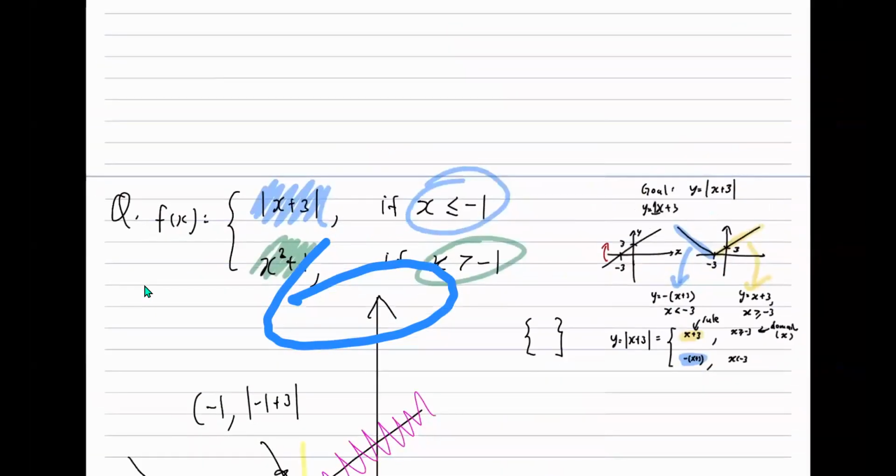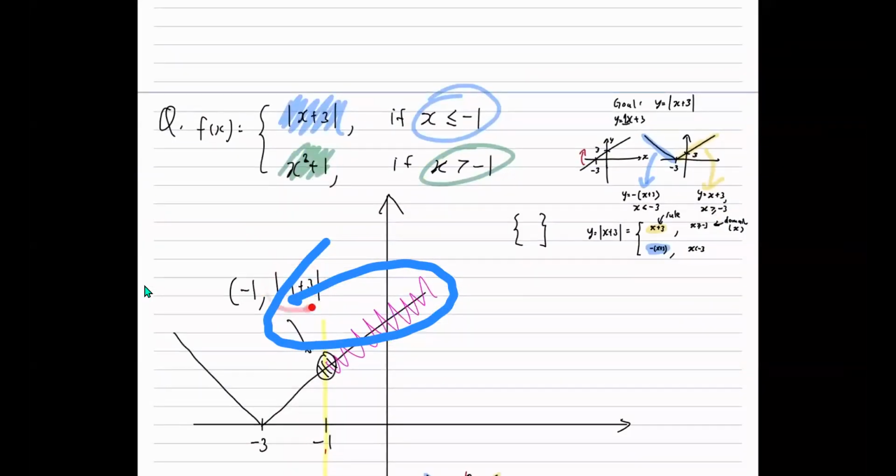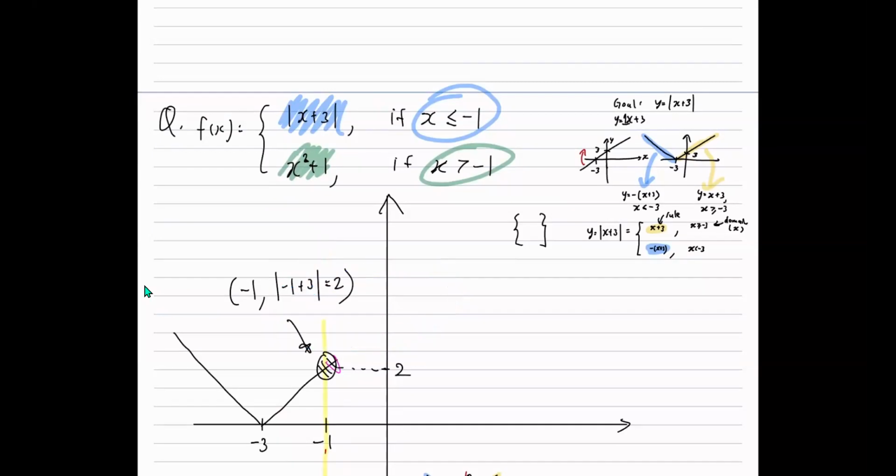Anyways, we only need -1, so it's modulus of -1 plus 3, which is modulus of +2, which is just 2. So the point is -1, 2. We just draw 2. Can I just erase this to make it look nicer? Just going to erase away this part. Okay, good. That is the left half.